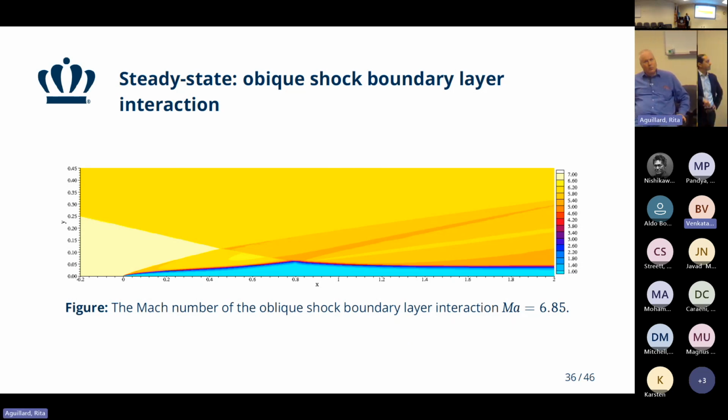So for this one, this is the Mach 6 case. This is 27,000 elements. I actually forgot the Reynolds number. I think it's 10,000. Yeah, it is 10,000.